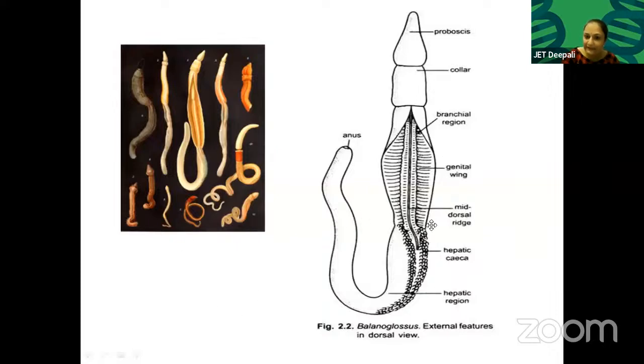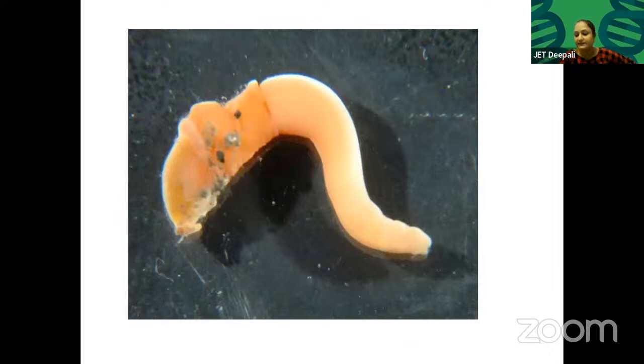This is a diagrammatic image, and this is a dorsal view. View from this side, not from this side. If the view from this side was shown, then so many gonads would have been visible here. On the dorsal part, gonads are not visible. That is why gonads are not shown in this diagram, because it is a dorsal view.